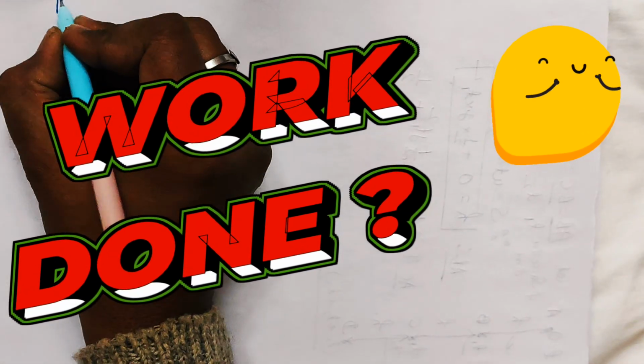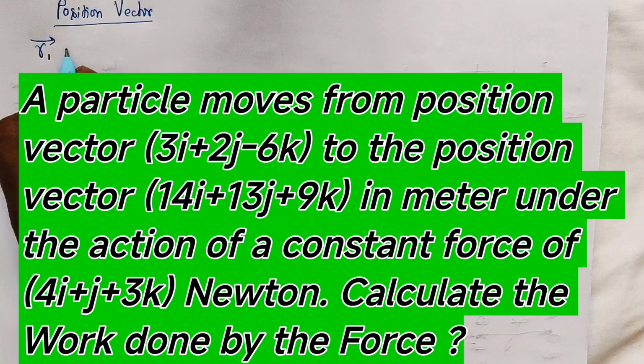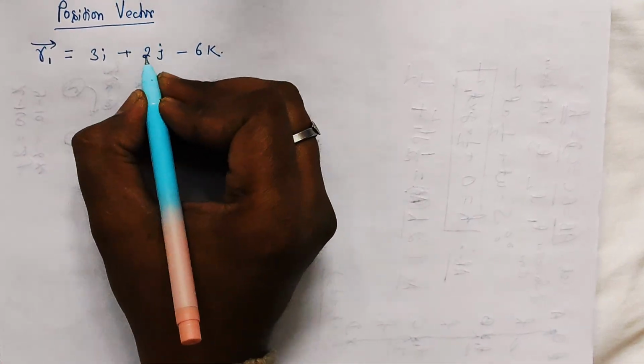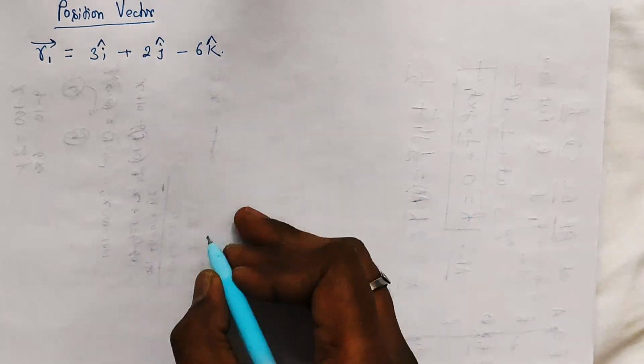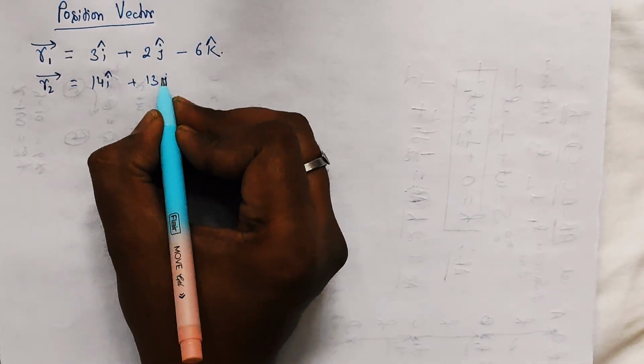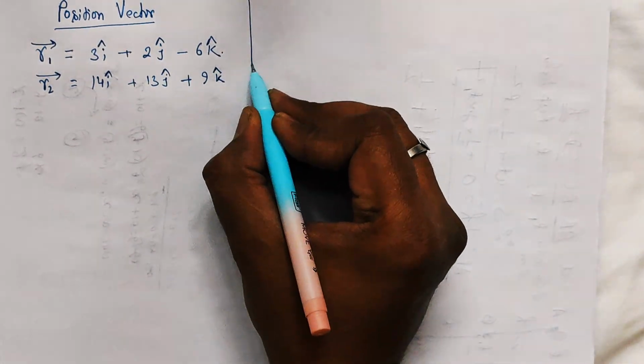In this numerical, a particle moves from position vector 3i plus 2j minus 6k to the position vector 14i plus 13j plus 9k in meters under the action of a constant force of 4i plus j plus 3k Newton. Calculate the work done by the force. Given work is the dot product of the force and displacement, right?